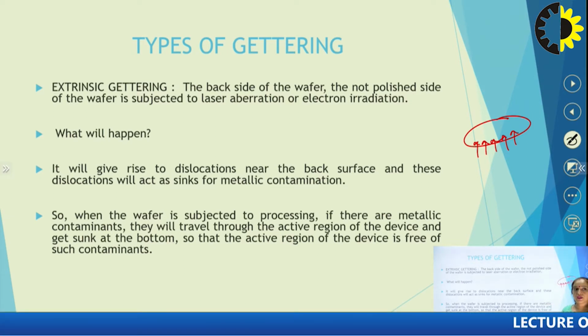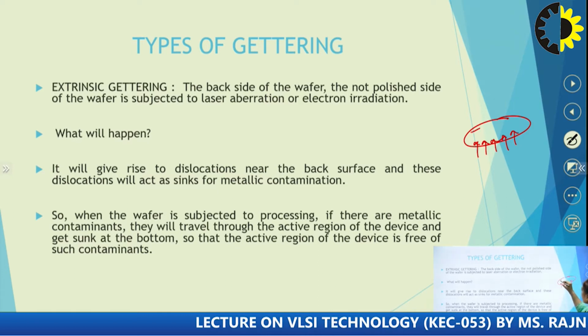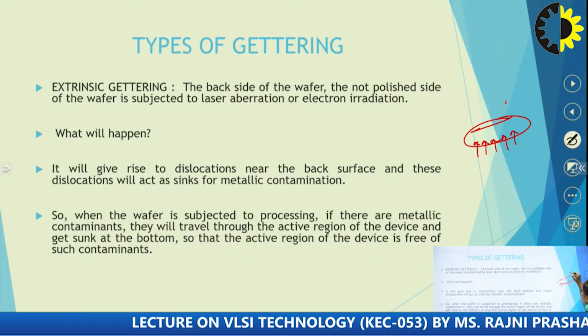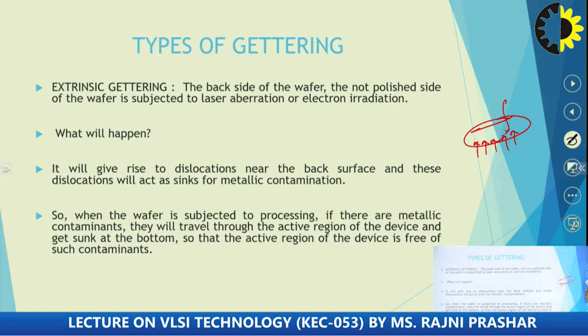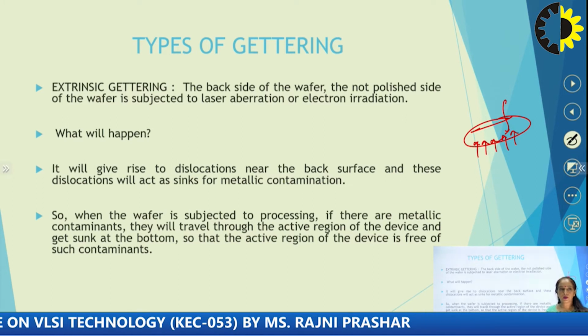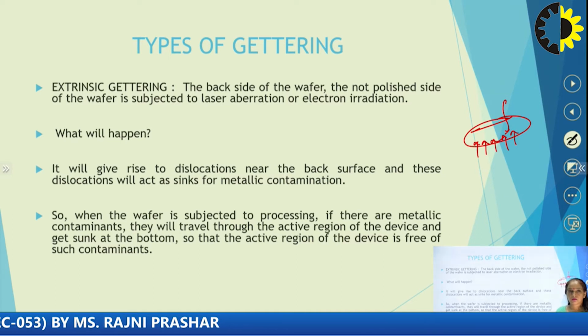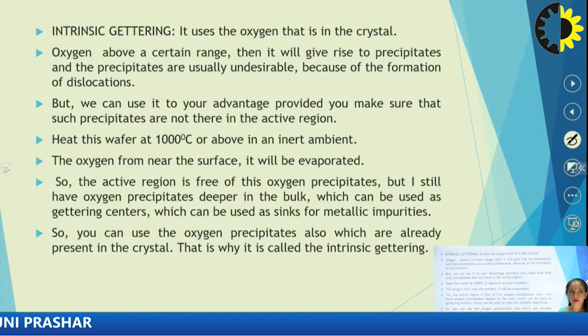So, when the wafer is subjected to processing, when we make some devices on this wafer, if there is some metallic contamination, it will travel through the active region. This is the active region above side. The metallic contamination will travel through the active region, and the sink will be used to absorb all this metallic contamination, and the active region will be free from such contaminations.